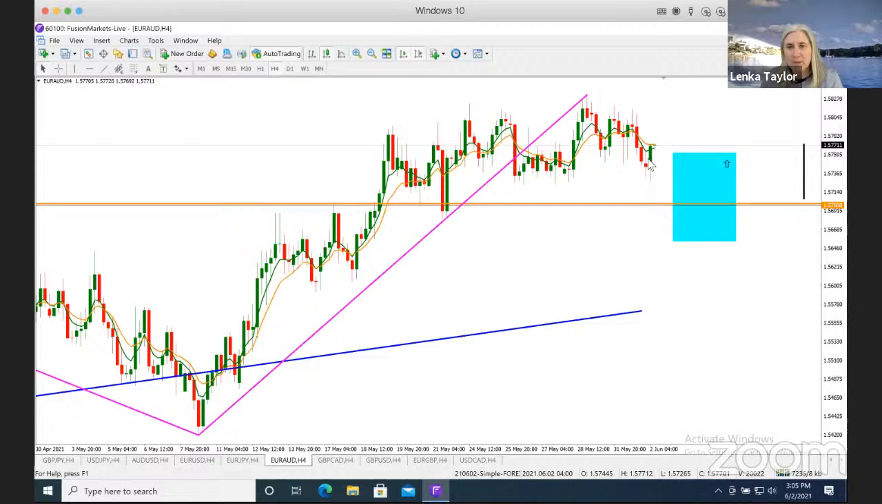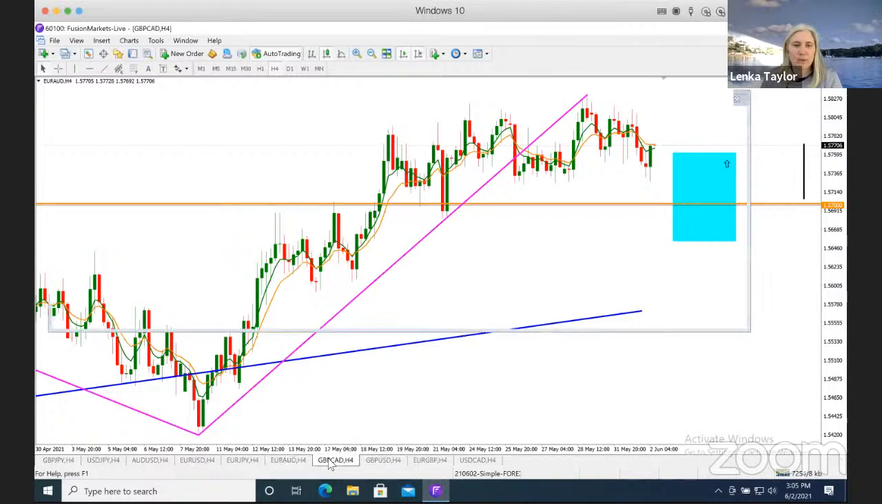There is a reversal here now, but it's a little bit early. I prefer the pullback to be a little bit further down. So I'm not entering that trade, but looking for a long if the pullback gets a little bit lower.